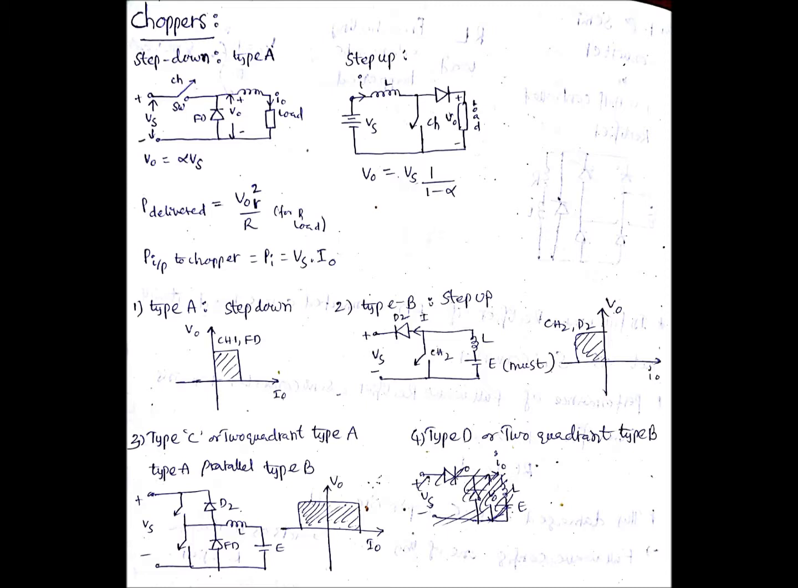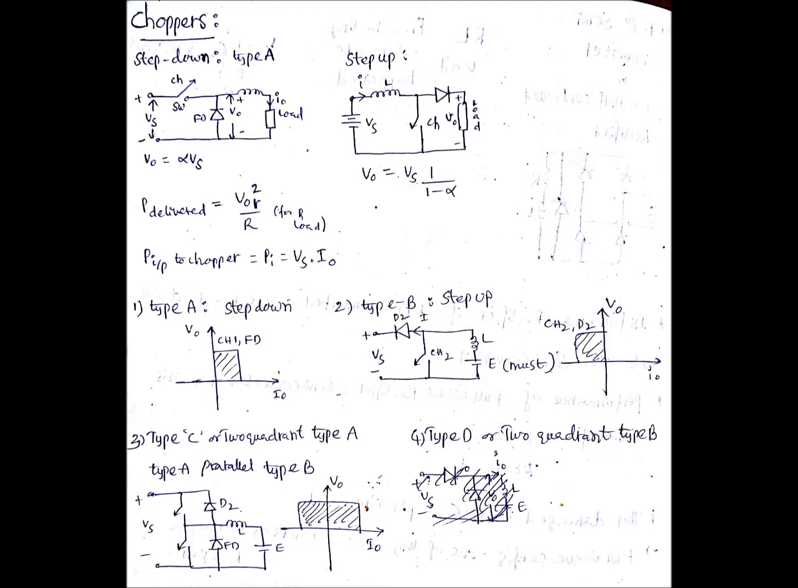Similarly, in case of step up, if you analyze the circuit, you will get V naught equal to Vs divided by 1 minus D, or 1 minus alpha. Here Vs is in the numerator, and 1 minus alpha in the denominator is less than 1. So as a whole, V naught is going to be greater than Vs. That's why it is step up.